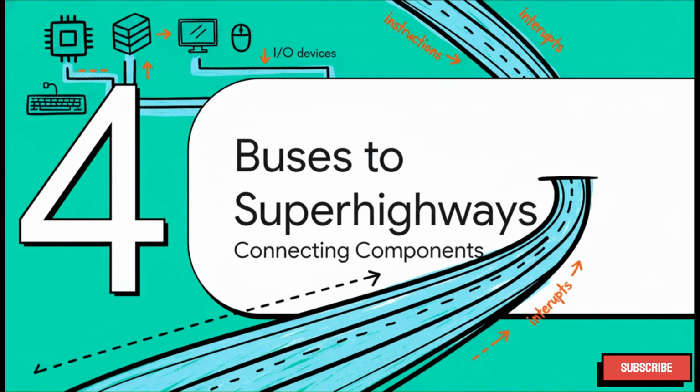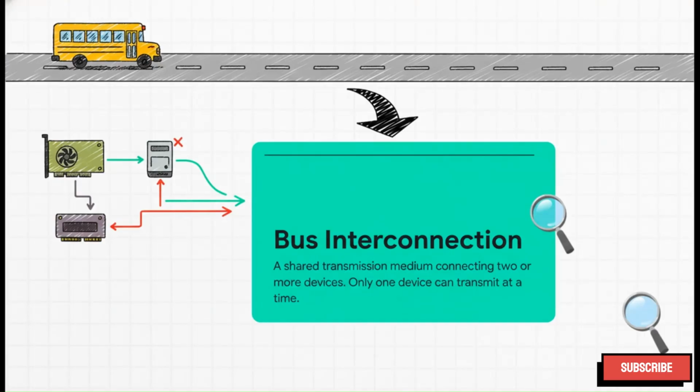Okay, so we've got our processor, our memory, all these devices sending instructions and interrupts all over the place. But how do they physically communicate with each other? What are the roads that connect everything? Well, for decades, the answer was something called a bus. And the best way to think about it is like a single-lane road that connects every building in a town. It works, but only one car can be on the road at a time. So if your graphics card is talking to memory, your hard drive just has to sit there and wait. It creates a massive traffic jam.